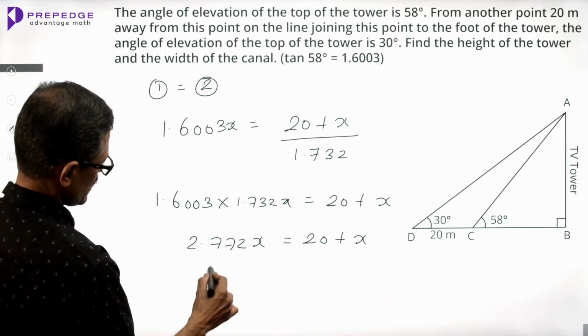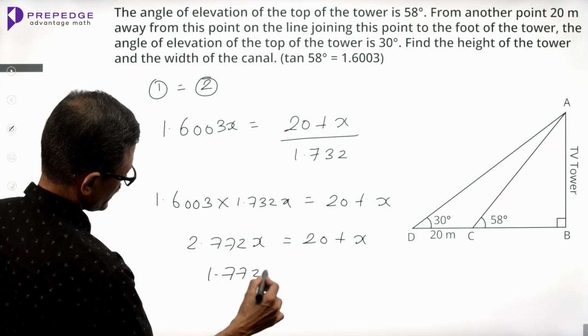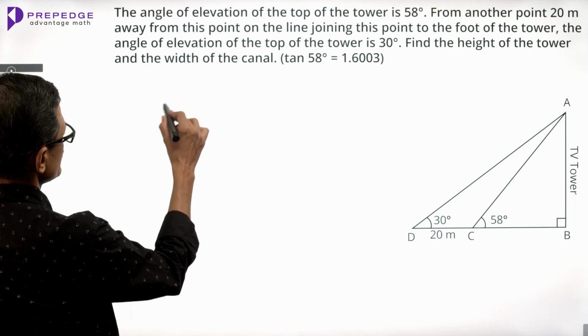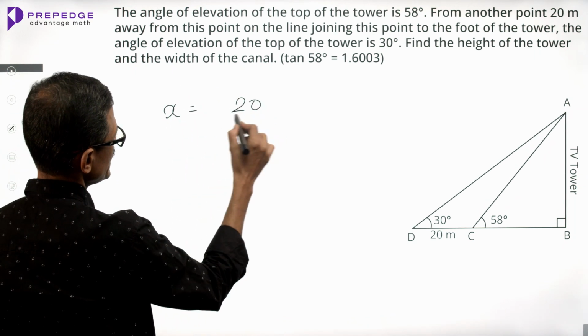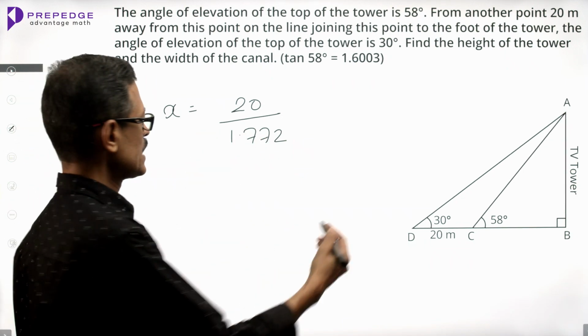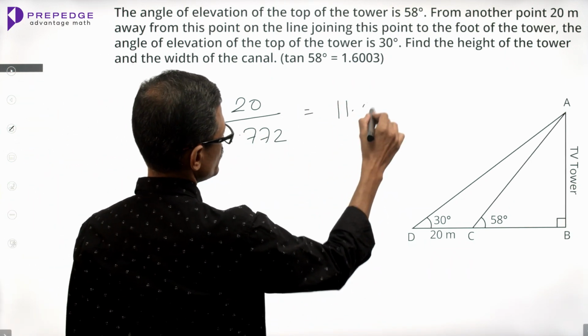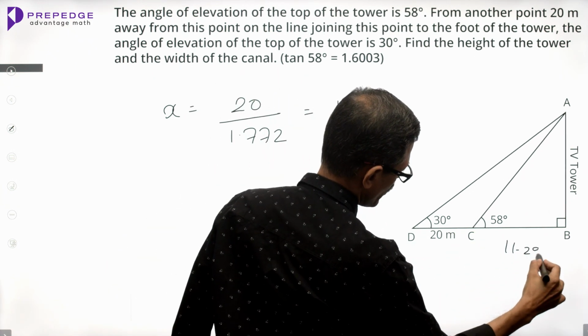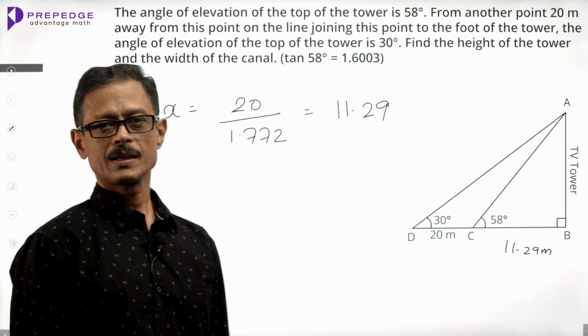Take the x to the left hand side, 1.772x is equal to 20. So, step 1, we will find out x is equal to 20 divided by 1.772. The value is equal to 11.29. So, the width of the canal is equal to 11.29 meters.